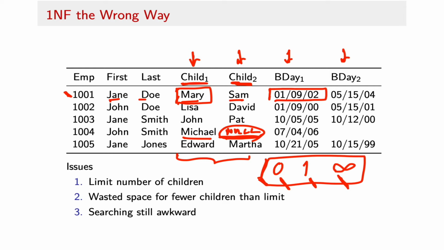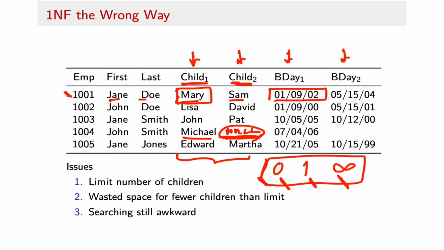Because as soon as you set a cap, say, in order to get past this problem with only 2 children, let's just make child 3 and child 4, because we're going to cover most of our families that have 4 children or fewer. Well, as soon as you do that, you're going to hire somebody with 5 children, or find that you already have an employee with 5 children, and you're not going to have a place to put that 5th child. So a limit of 4 children is definitely neither 0 nor 1 nor infinity.